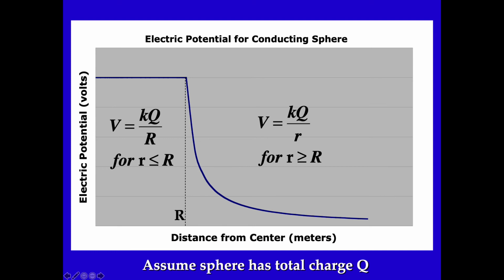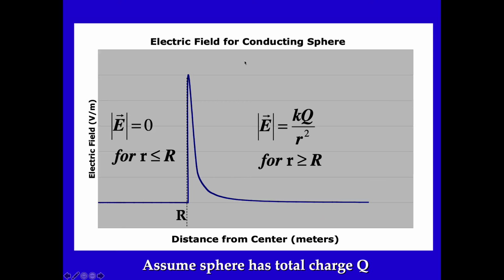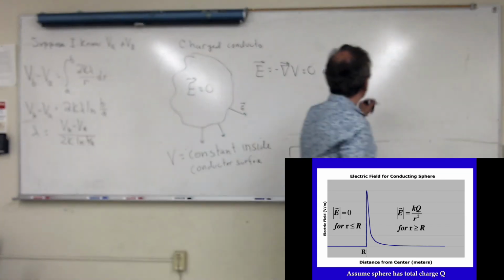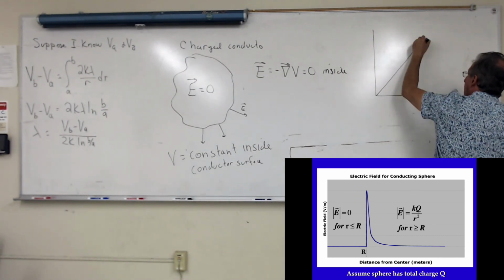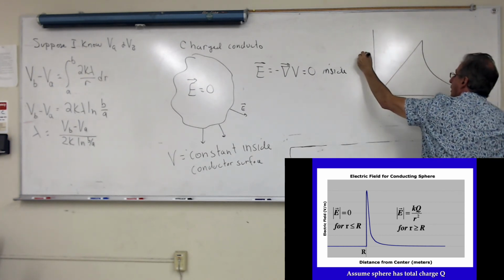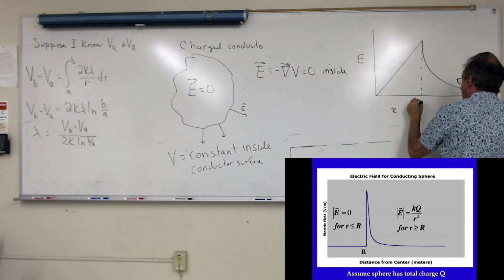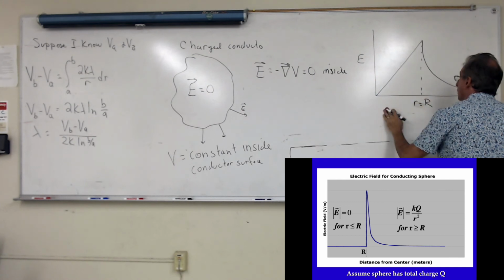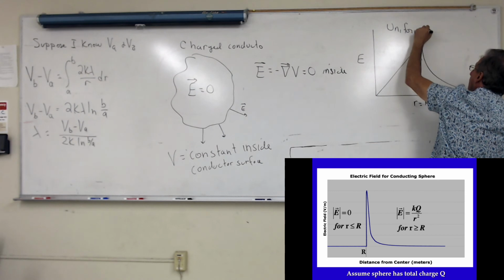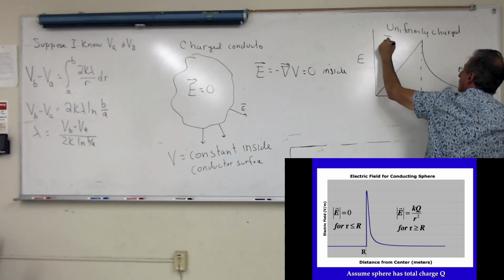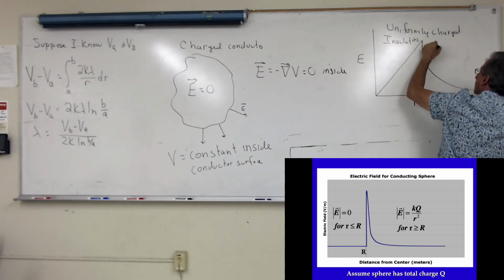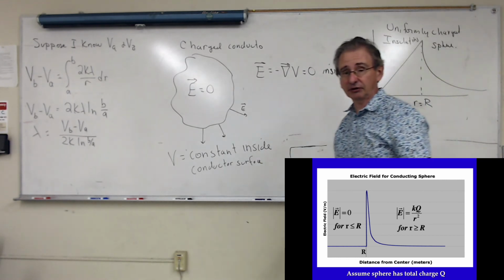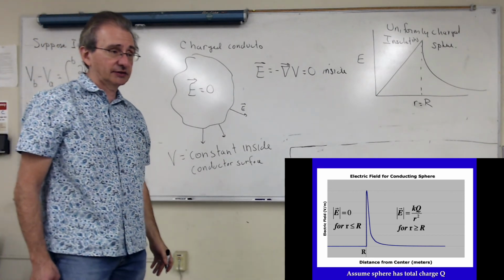And then the electric field looks like this for the conductor. That's the conductor. A uniformly charged sphere looks like this. Alright, very fast. That's what the electric field looks like for a uniformly charged insulated sphere. Compare them.